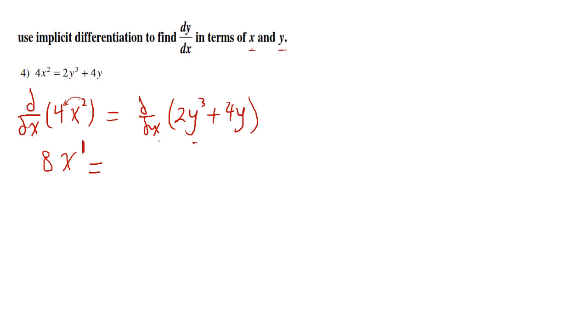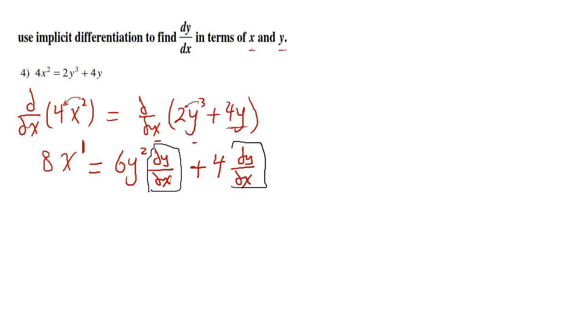Y is not a function in x here, because in terms of y, it's going to be 6. Put down the exponent, subtract 1 from the exponent, dy by dx. Plus the derivative of 4y is 4, but also dy by dx since y is not a function in x. So I have dy by dx here and dy by dx there.